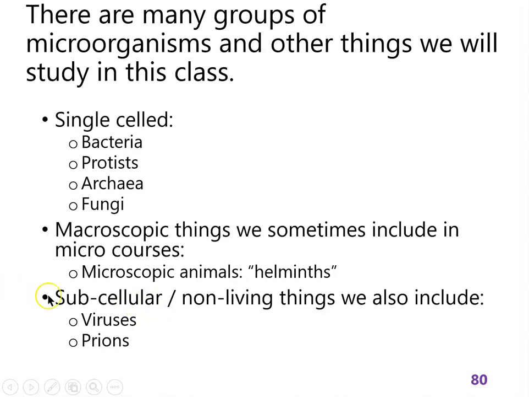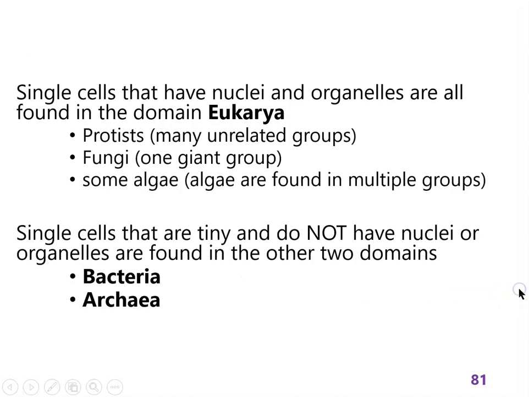And then we have some subcellular or non-living things we'll cover: viruses and prions. These are not made of cells. These are made of parts of cells. And they don't trace their lineage back in the same way that cellular life traces our lineage back. We don't have common ancestors with viruses. Let's see. Right, so let's think a little bit more about these groups.